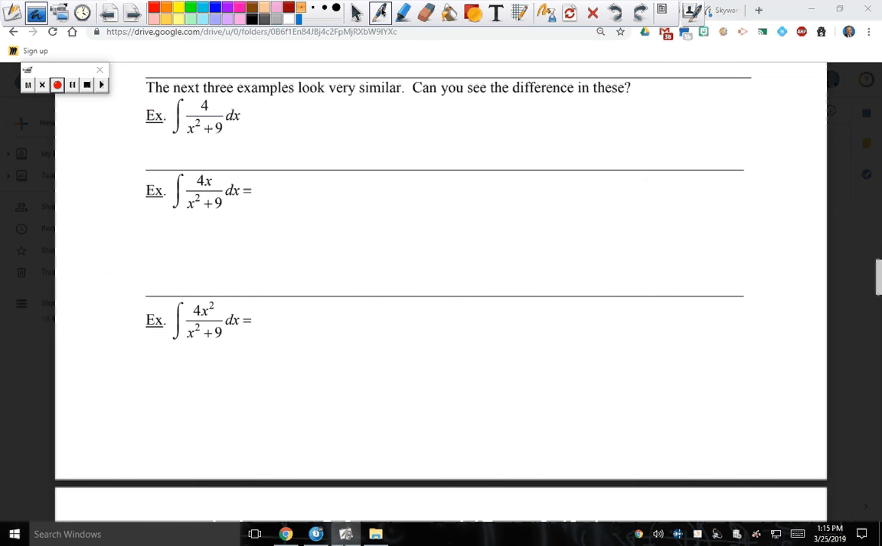What's your first go-to when you do integration? I want to pick your brain right now. What is your first go-to when you first look at an integral? What do you gravitate to first? What you can take out. Constant multiple rule. Perfect. What's the next thing that you gravitate to? If you can split it up, yeah, if they're adding, do multiple ones.